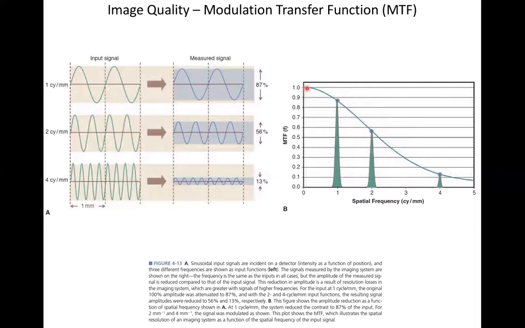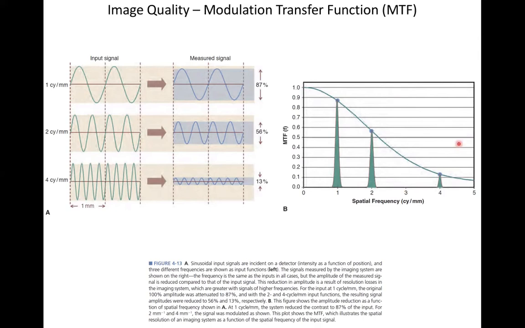A system that rolls off very quickly down here obviously will blur things, and you just won't see frequencies at these values, versus a system that has a modulation transfer function that goes out here, that will still be resolving sine waves out at these higher frequencies.